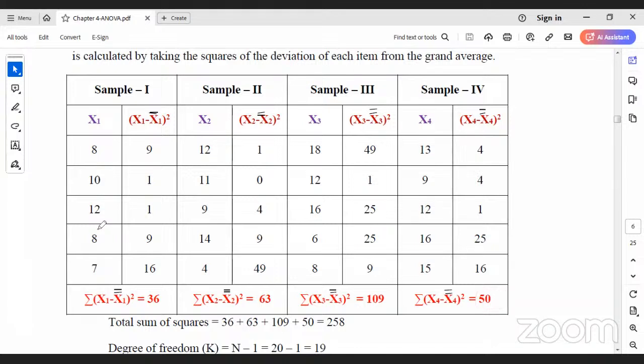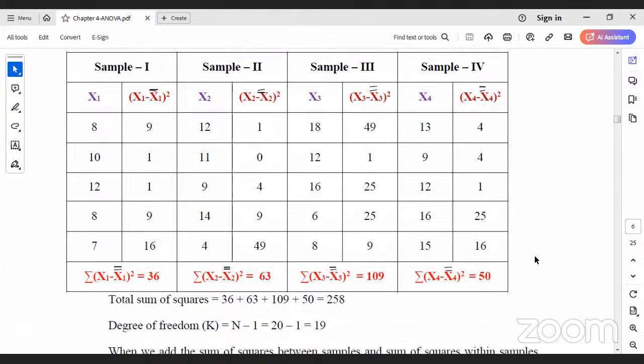So after doing all these totals, we will check what value we get. The total sum of squares is equal to 36 plus 63 plus 109 plus 50. The total is 258. So this table is the additional table. If you want to check from an examination point of view whether your calculation is correct or not, you can do it. Otherwise, not required. But it's my primary duty.